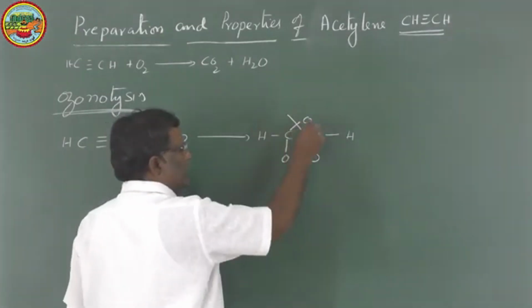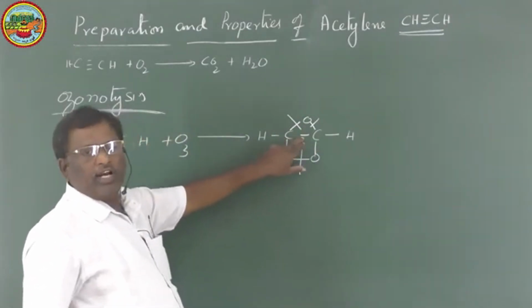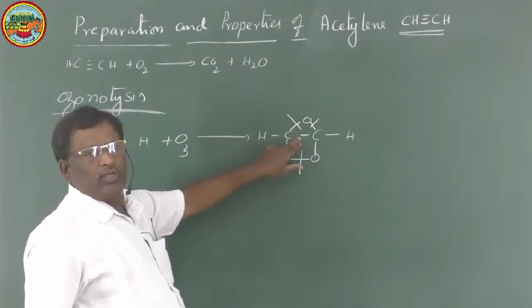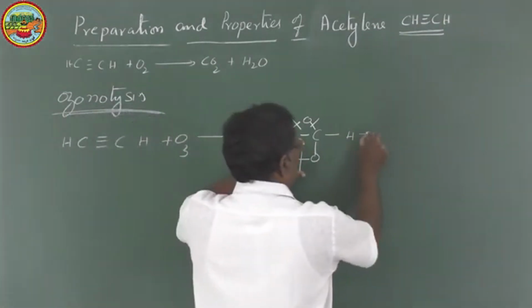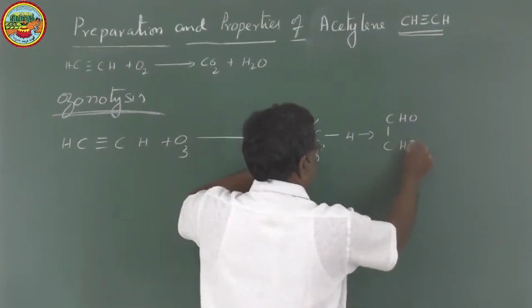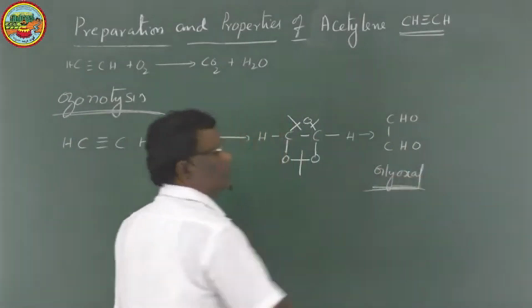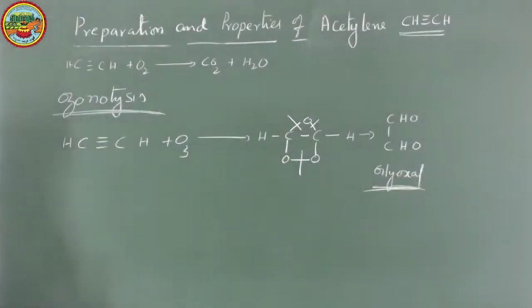Now when you hydrolyze it, the bonds will be broken like this. The bond between carbon and carbon still remains. So because of this, you will get CHO single bond CHO. This is glyoxal. In the case of ethylene, we got formaldehyde. Here we get glyoxal. Then another important reaction is polymerization.